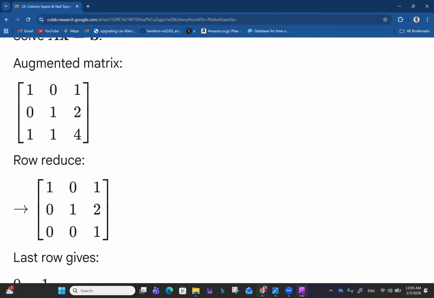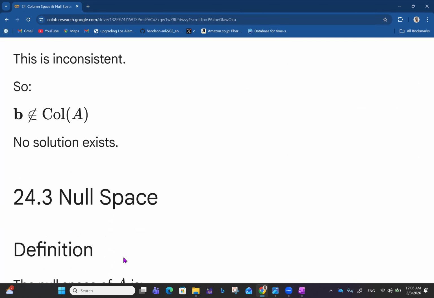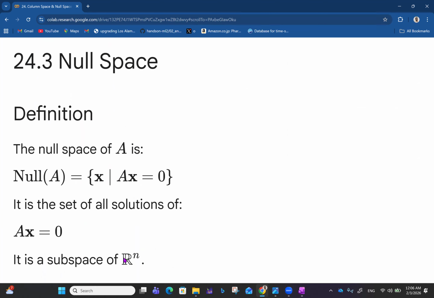So for that row reduction, a step was skipped, but we still get the same result. The last row shows that 0 is equal to 1. This is inconsistent. So it means that B is not an element of the column space of A. In that case, no solution exists because of the inconsistency. With that, we are done with column space. Let's go to null space.